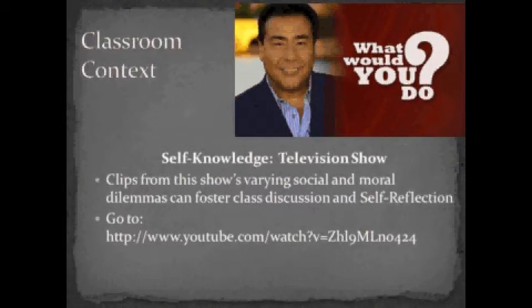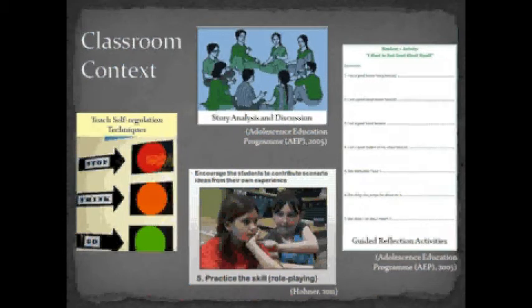The television series What Would You Do showcases hidden cameras and paid actors to behave in a certain way and then note how unsuspecting people will react to these moral dilemmas. This is a great tool for fostering class discussion and bringing the concept of self awareness to a very relatable situation. Other ideas for teaching these concepts include teaching self-regulation techniques, using role-playing scenarios, reflection and discussion around literature, and reflective writing activities.